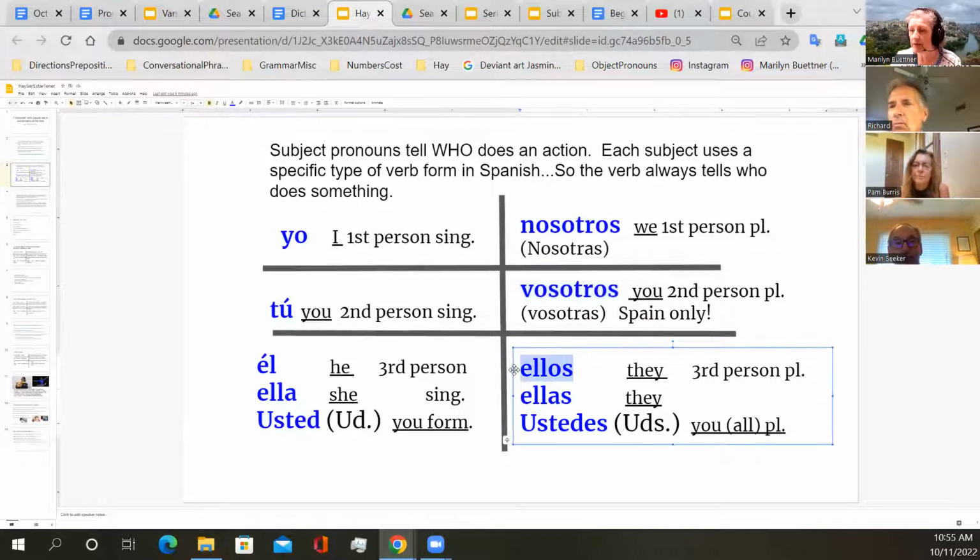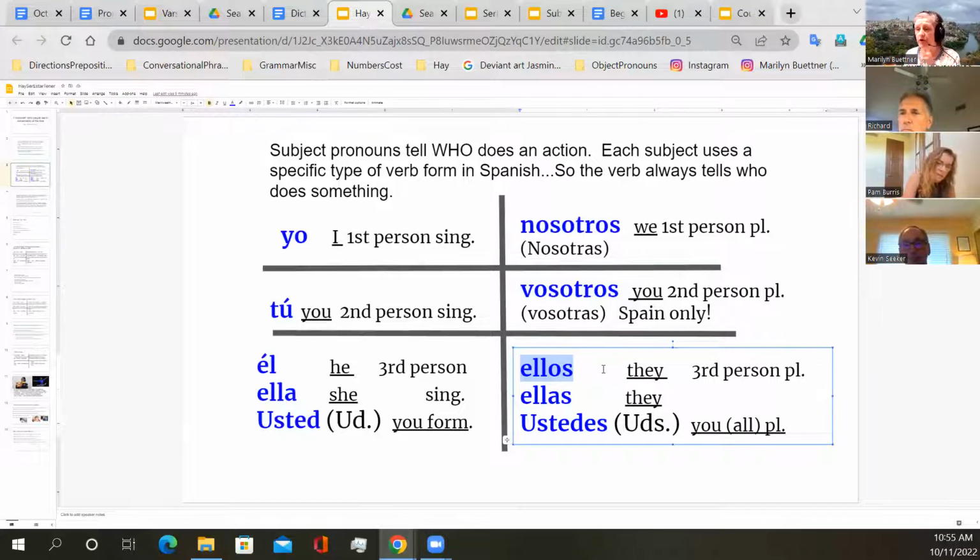Third person plural. Instead of he, it's they. Instead of she, it's they. We don't have a gender for "they," but they do. So a mixed group or all guys is ellos. An all-gal group, "they," is ellas.